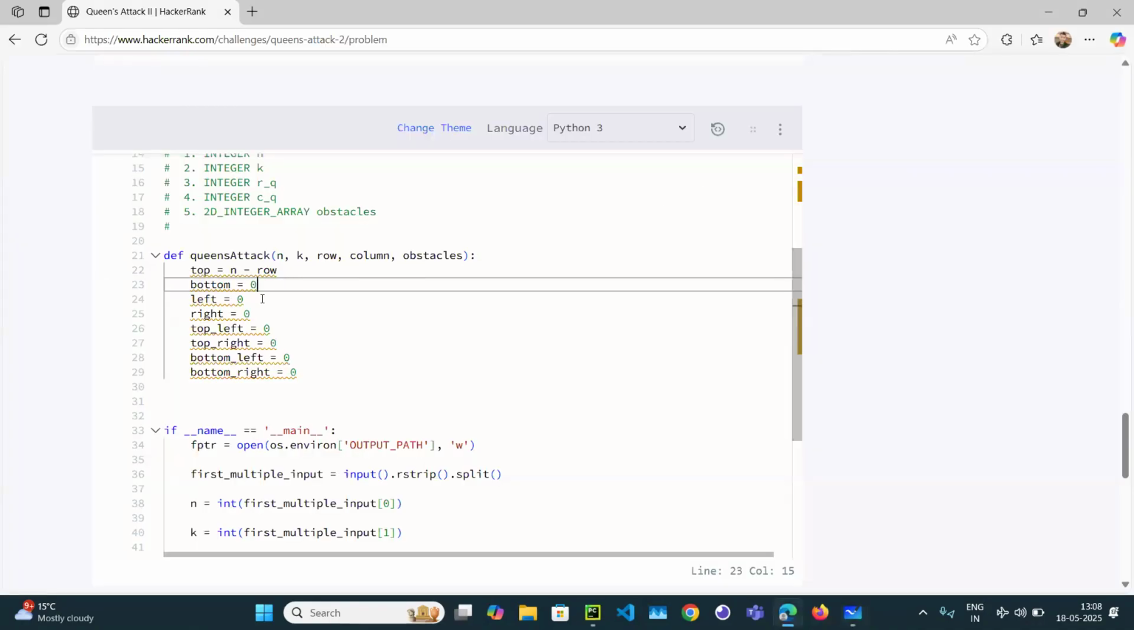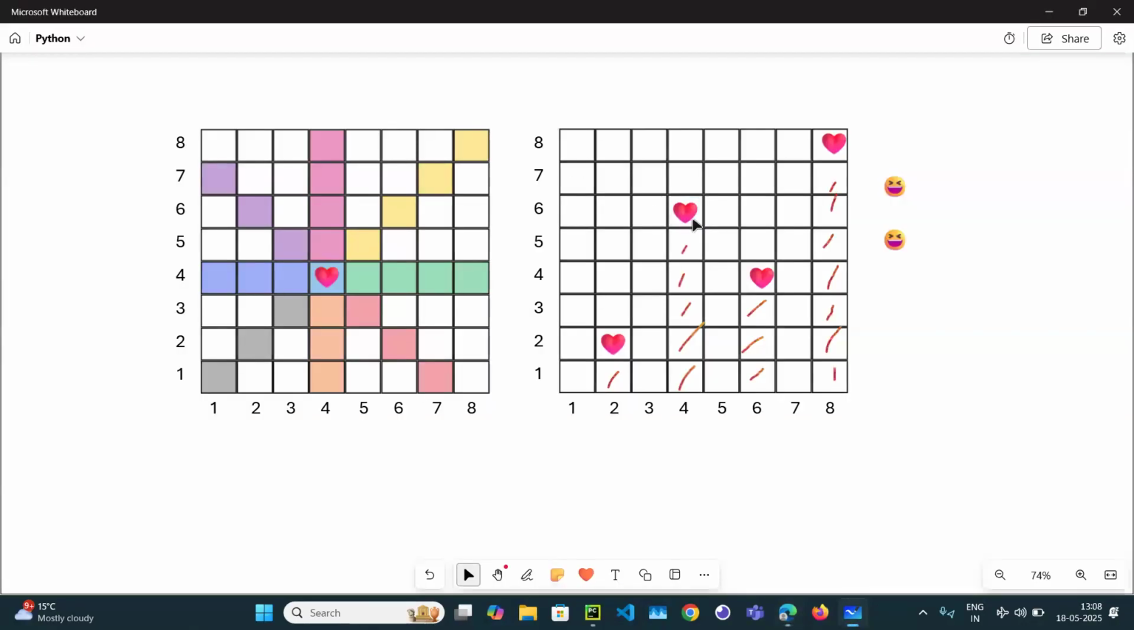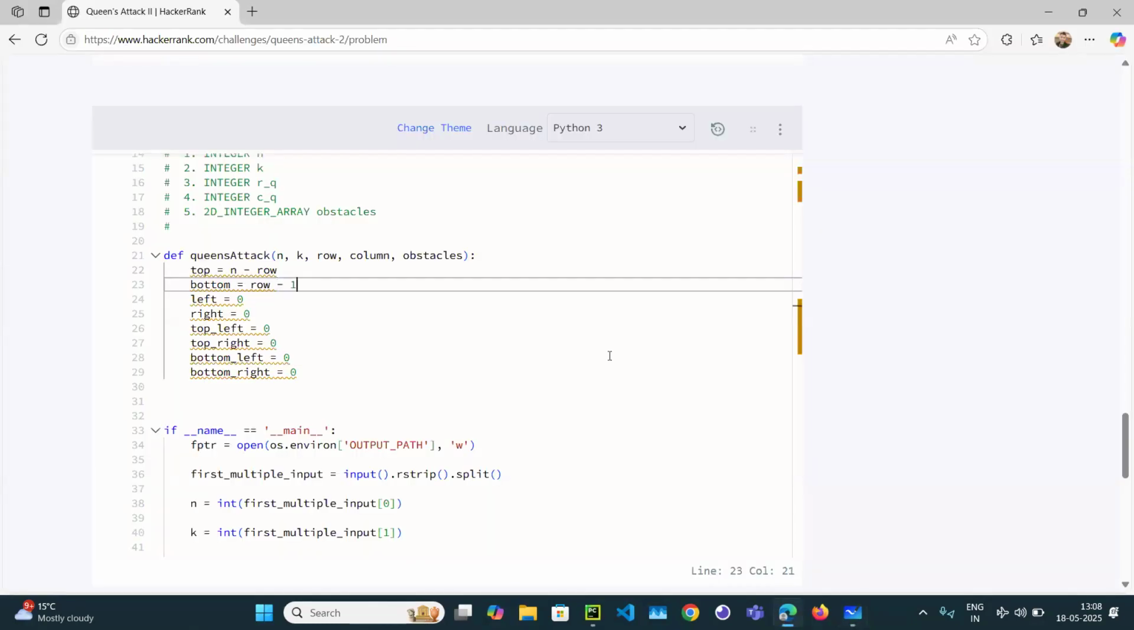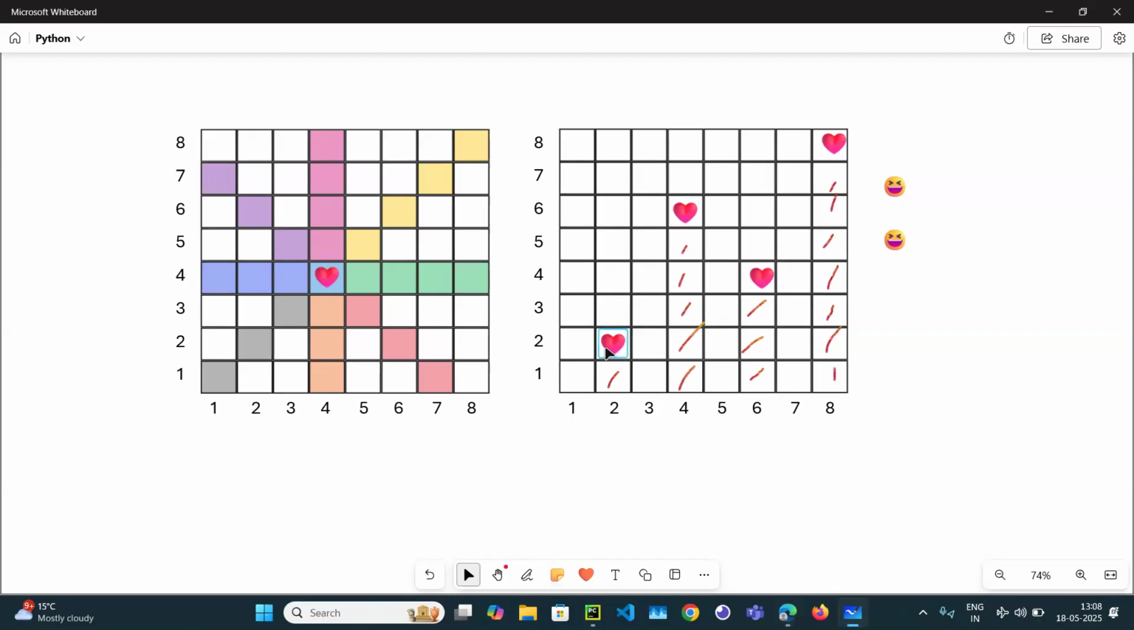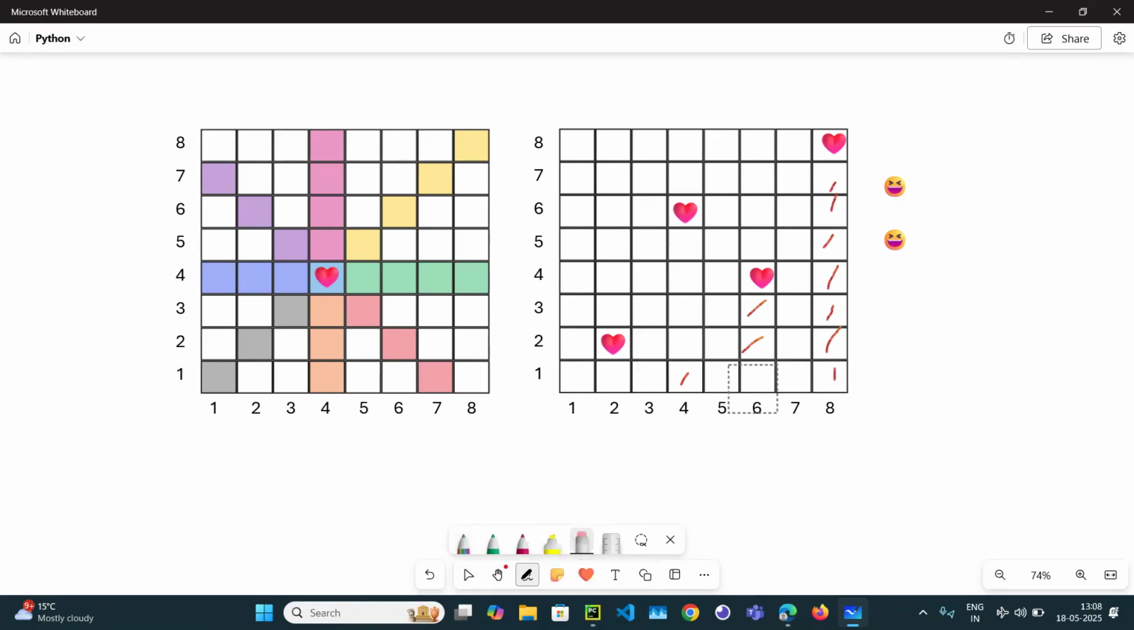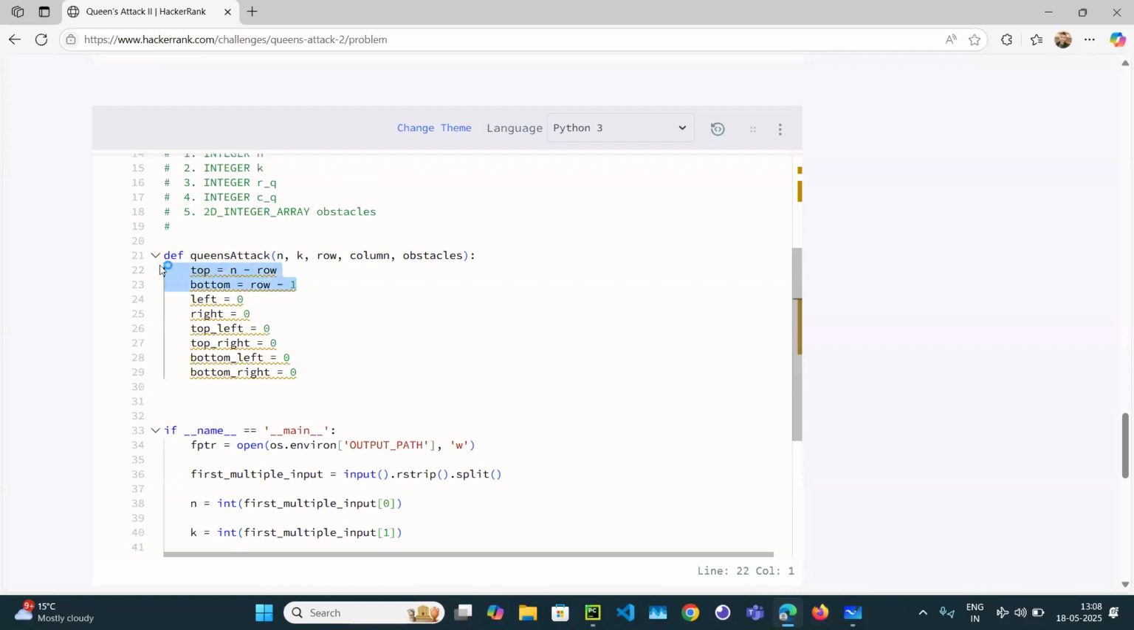So basically, the bottom formula is whatever row the queen is in, minus 1. If the queen is in the second row and you subtract 1, the bottom squares the queen can attack is 1. If the queen is in the sixth row, how many squares can it attack? 1, 2, 3, 4, 5. So 5. Queen in the fourth row, 1, 2, 3. Basically, you are subtracting. Queen in the eighth row, so 8 minus 1, 7. You can calculate. So that is also done, right? So now you already have these things with you. Two formulas you already calculated, right?